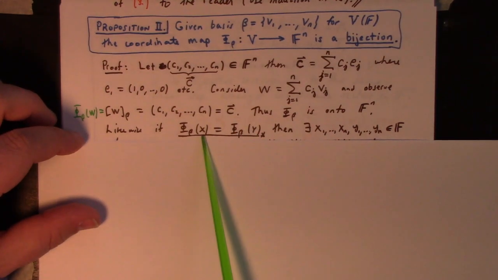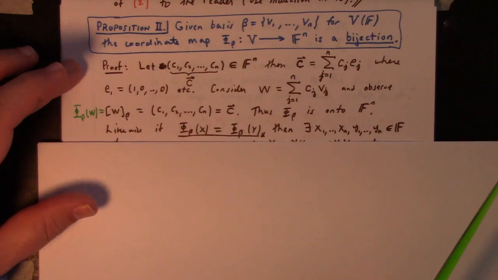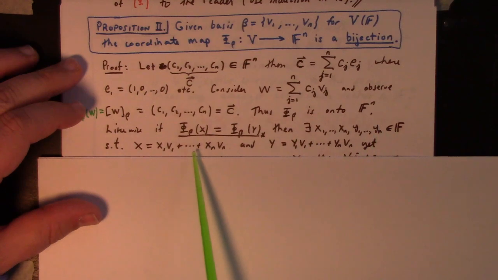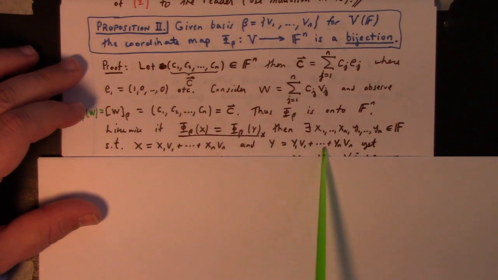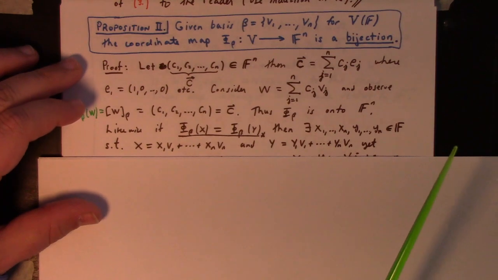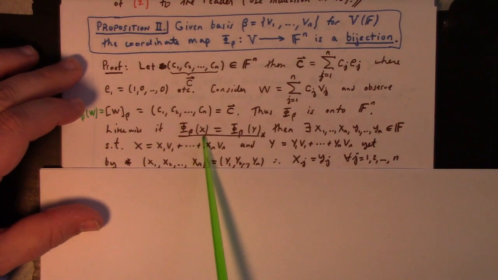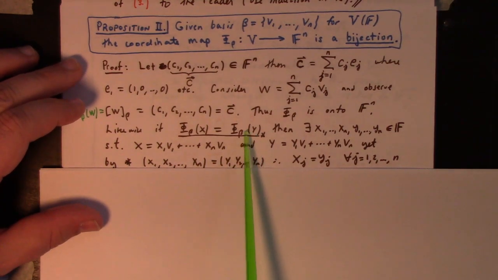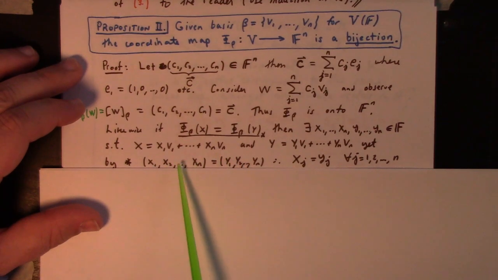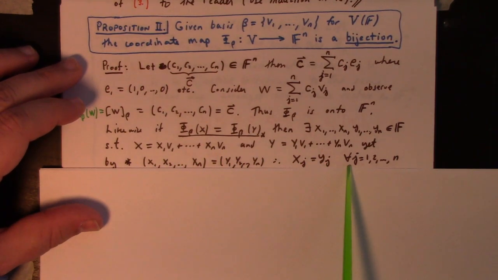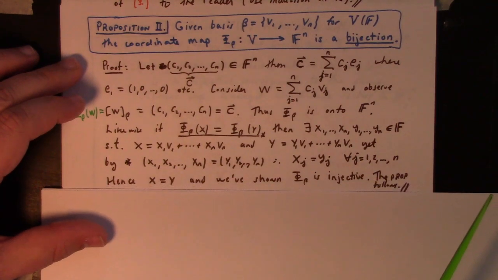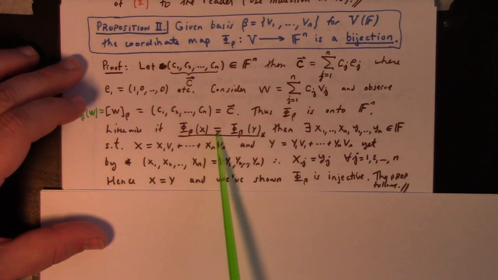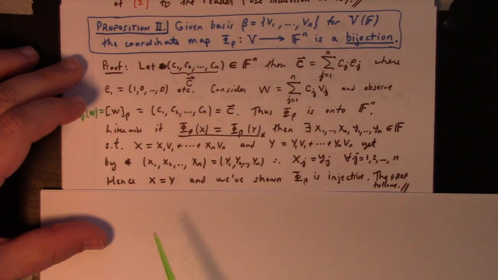So suppose phi beta of x is equal to phi beta of y. Let's call that star. Well, what that means is that there exist x1 through xn, y1 through yn, such that if we build x like that and we build y like that, it must be that the coordinate vector of x is that, and the coordinate vector of y is that, and they have to be equal. But by definition of equality in column vectors, each one of these components has to separately be equal. In other words, x_j is equal to y_j for all j equals 1 through n. But that then says that x and y are equal. And so we've shown that the coordinate map is injective, and the proposition follows.